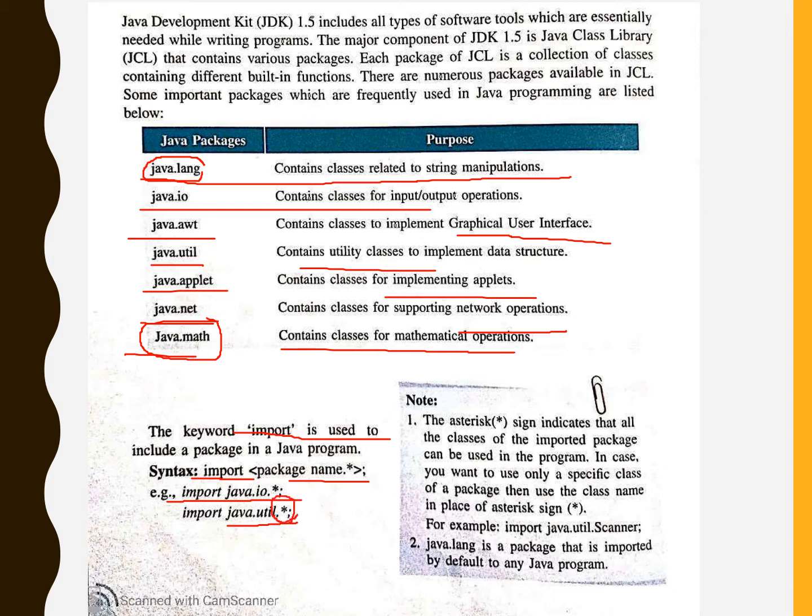Here asterisk is a wildcard character. A wildcard character means all. What do you mean by all? Here all means all classes. So here in the note it is given that the asterisk sign indicates that all the classes of the imported package can be used in the program.